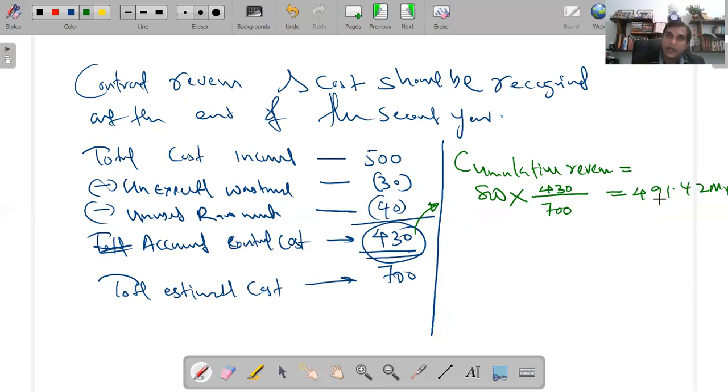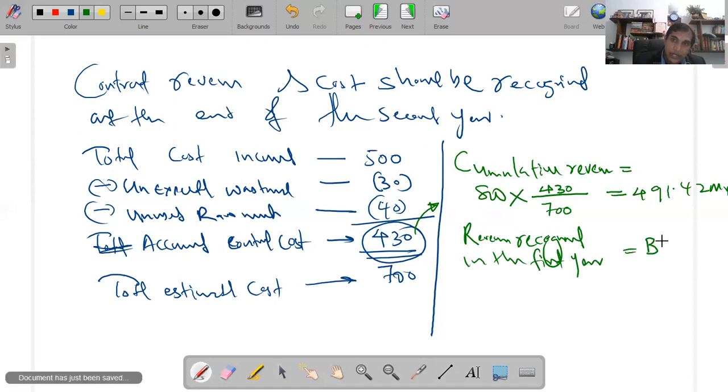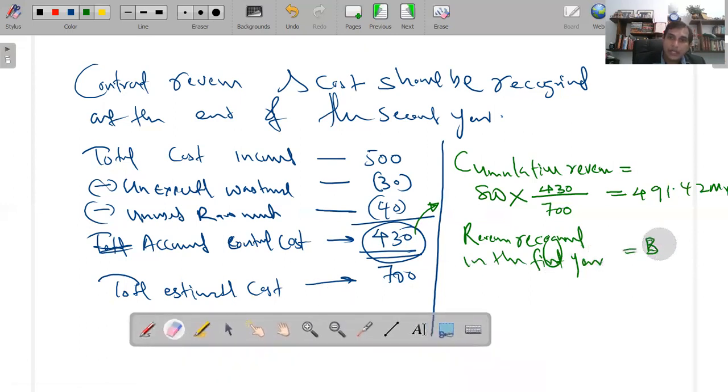Yeah. So this 491.42 consists of the revenue recognized in the first year, so you can remove that. The revenue recognized in the first year needs to be removed. What is the value? 300. Let me erase this.